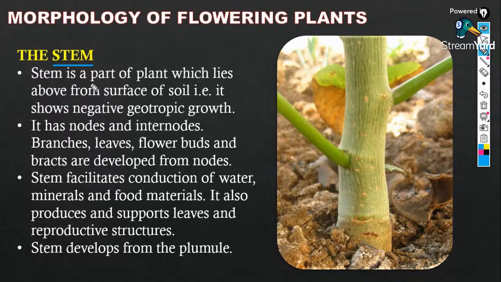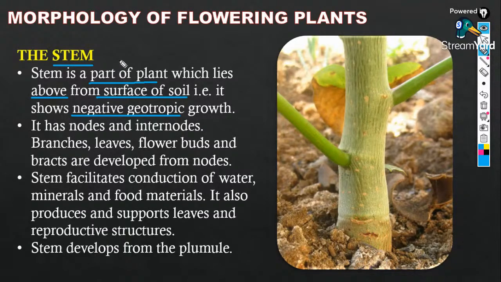The stem is a part of a plant which lies above the surface of the soil. That is, it shows negative geotropic movement. All parts of a plant that come above the soil, you will call them the stem, and it is negatively geotropic.